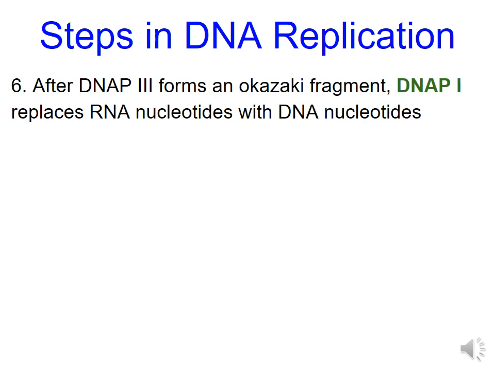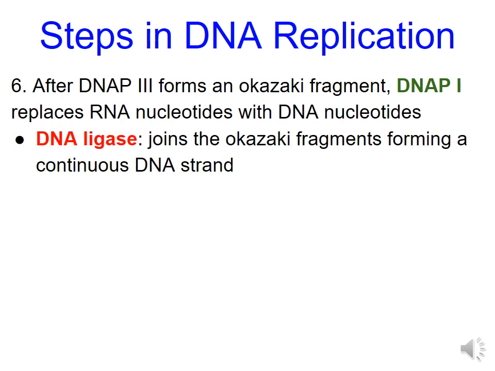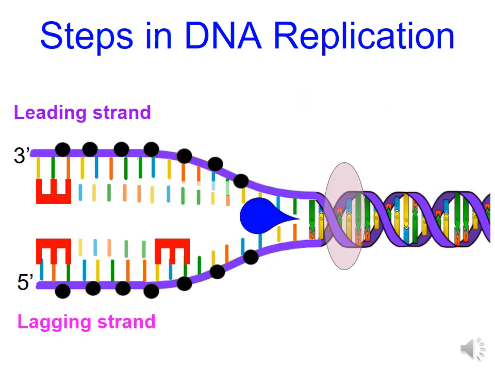After we form those Okazaki fragments, we have DNAP1, so it's another primer, replaces the RNA nucleotides with DNA nucleotides, then being able to connect where that RNA primer was. We replace those little pieces with DNA and we can connect all of these little fragments. So we'll use DNA ligase. When we ligate something, we're joining them together to form a continuous strand.